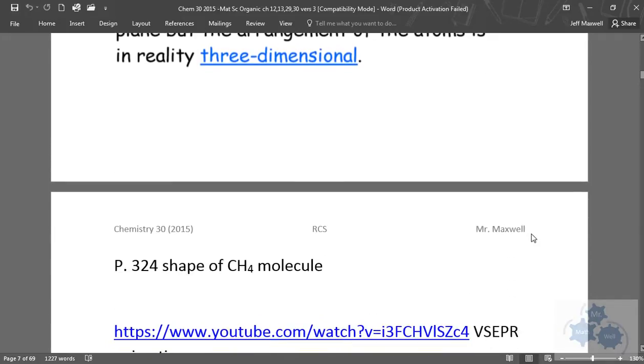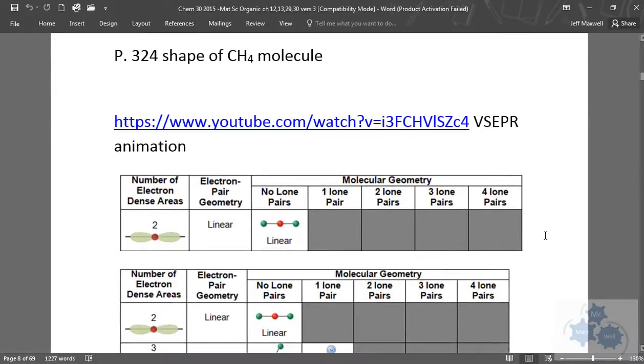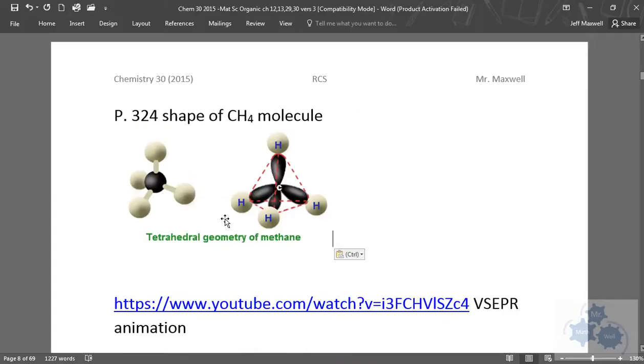I will be moving rather quickly through the notes. Like I say, if you want to take more, we can go back. But we're going to learn about, let's take a look at page 324 first and look at the CH4 molecule. The CH4, that's the methane molecule.